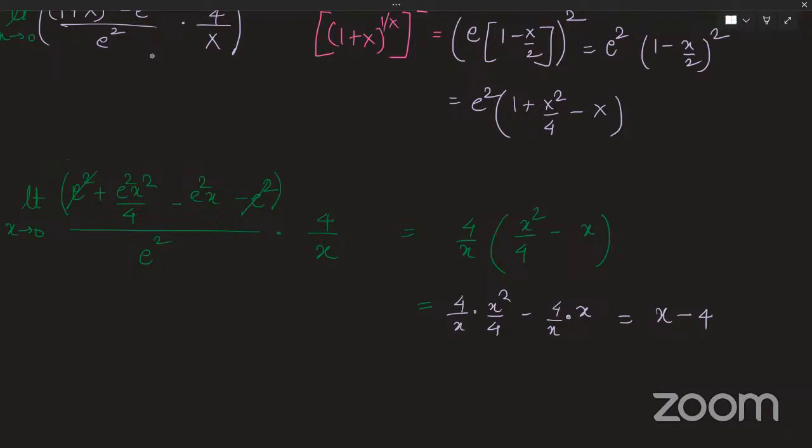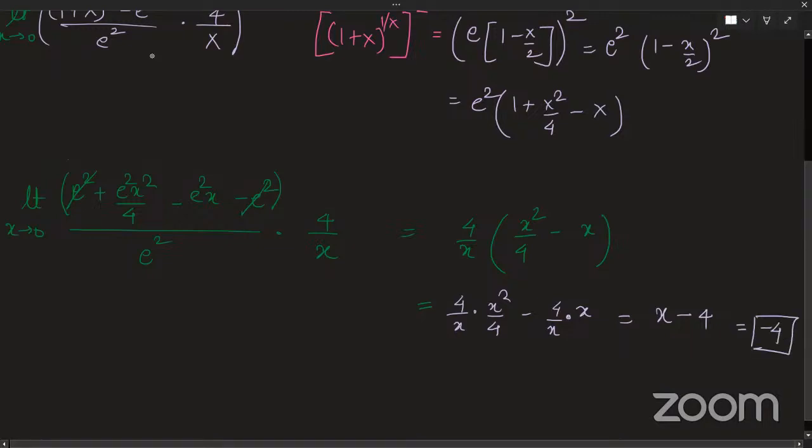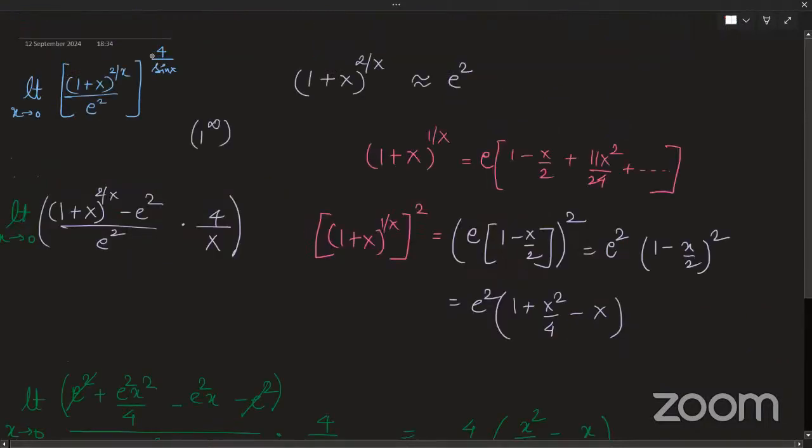And my limit x is tending to 0. So what will x minus 4 be? Minus 4. So is minus 4 the final answer of this limit? No, sir. What is the final answer? e raised to minus 4. Correct, e raised to minus 4.